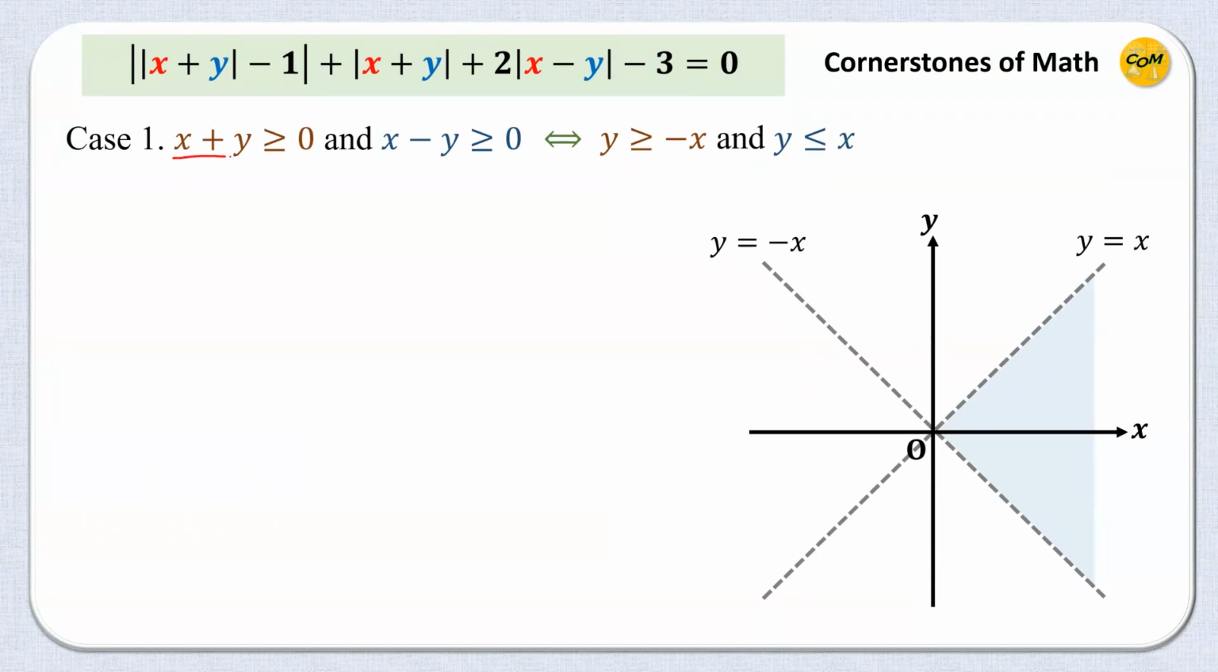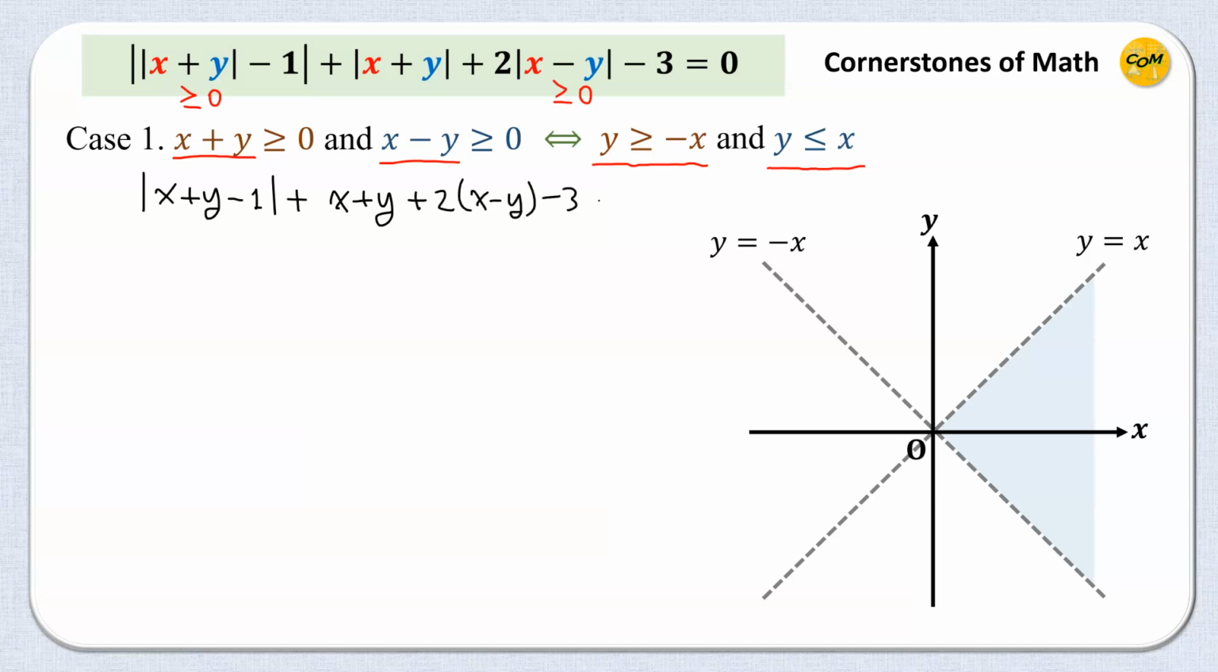First, when both x + y and x - y are greater than or equal to 0, or equivalently above y = -x and below y = x. Since both x + y and x - y are positive or 0, the equation becomes |x + y - 1| + (x + y + 2)(x - y - 3) = 0. So it is |x + y - 1| + 3x - y - 3 = 0. And now we have to consider this remaining absolute value of x + y - 1.